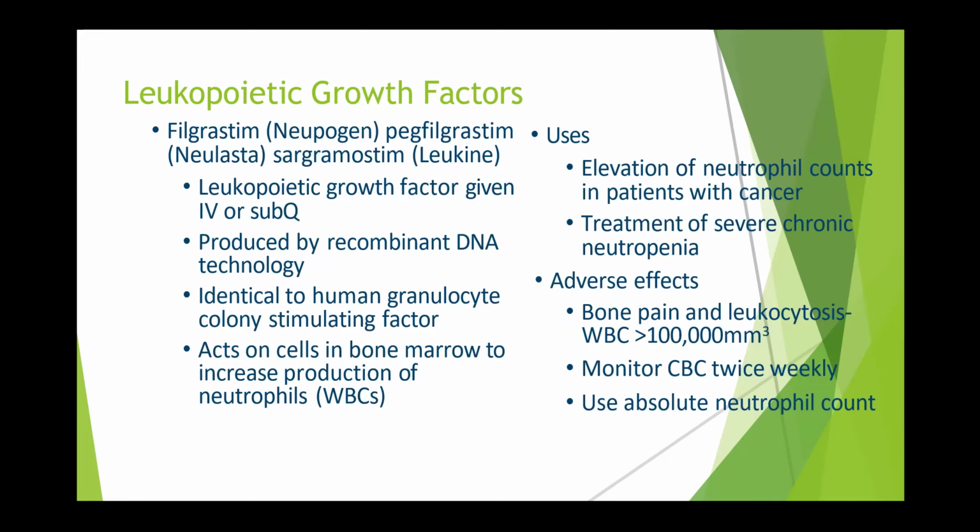Now we move on to white blood cell, leukopoietic growth factor, filgrastim, pegfilgrastim, and sargramostim. So it's Neupogen, Neulasta, leukeine. So it's given IV or sub-Q, produced by recombinant DNA technology, and it's identical to the human granulocyte colony stimulating factor. So it's identical to what our body makes.